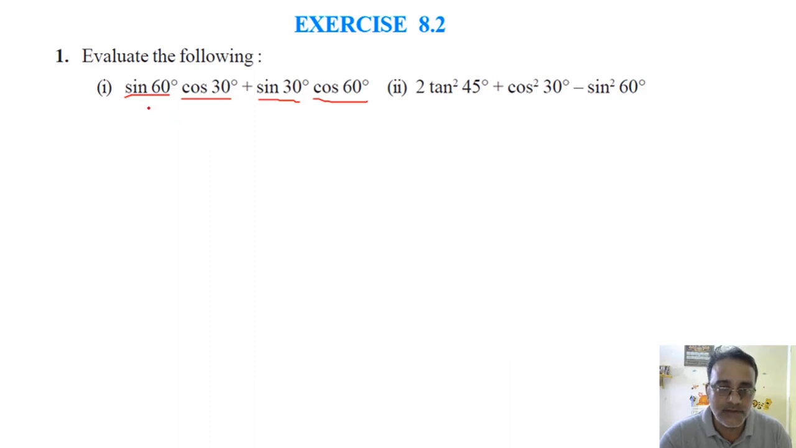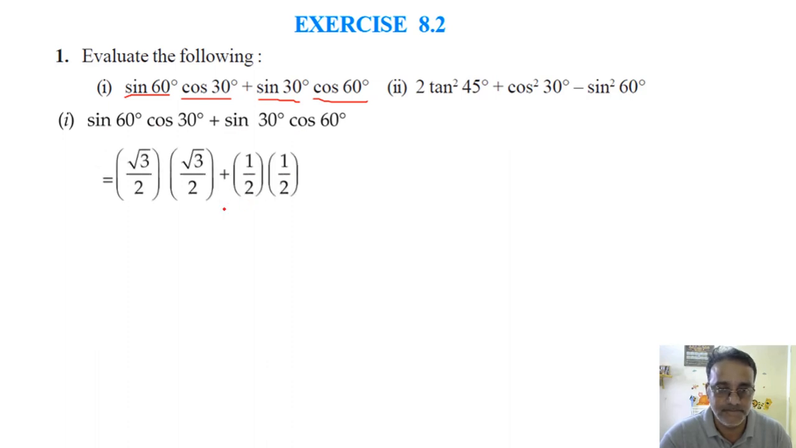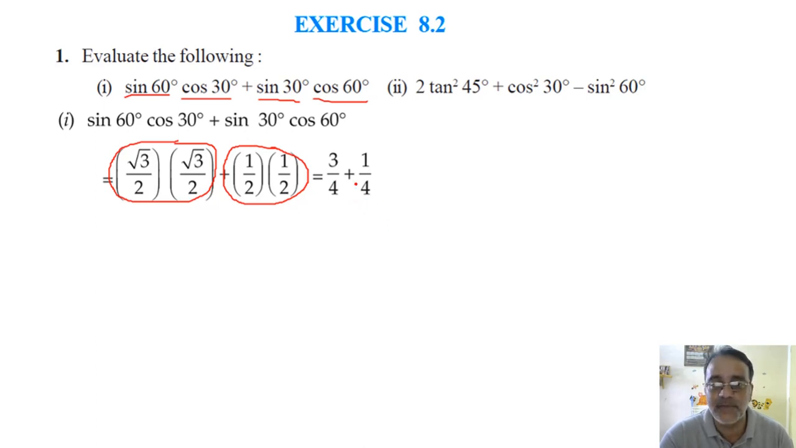So now we are going to substitute all these 4 values. Root 3 by 2 into root 3 by 2 plus 1 by 2 into 1 by 2. Root 3 by 2 into root 3 by 2 will become 3 by 4, and 1 by 2 into 1 by 2 will become 1 by 4. So 3 by 4 plus 1 by 4, both the denominators are same. So 3 plus 1 upon 4, that is 4 by 4, and the final answer is 1. Okay, now let us move to the second bit.